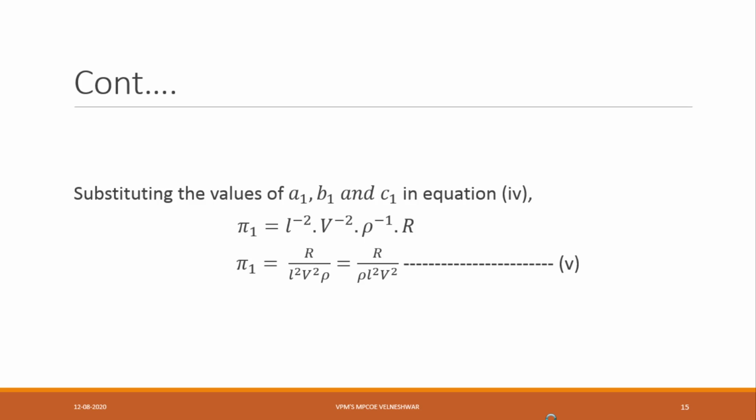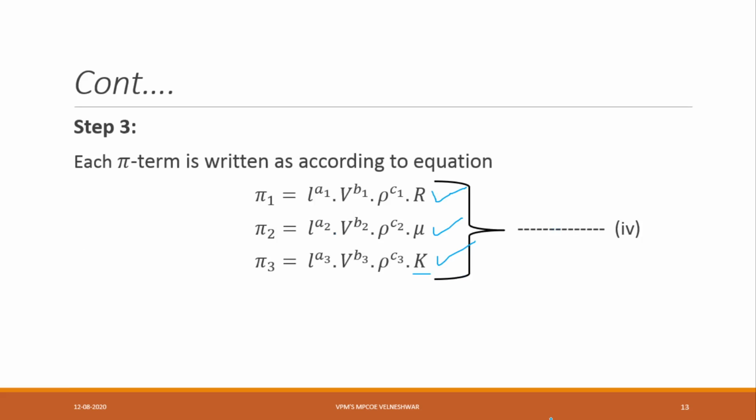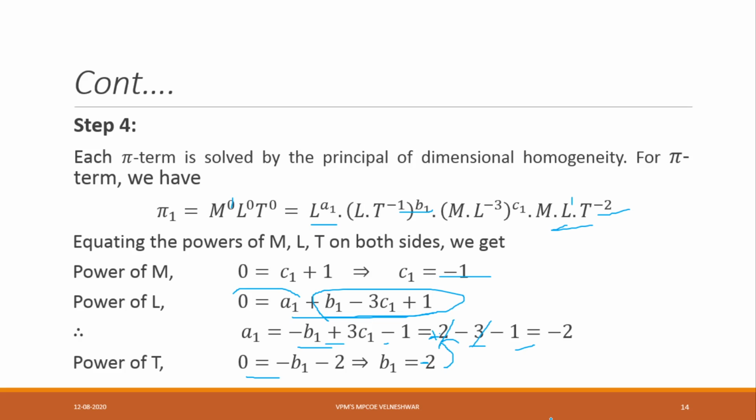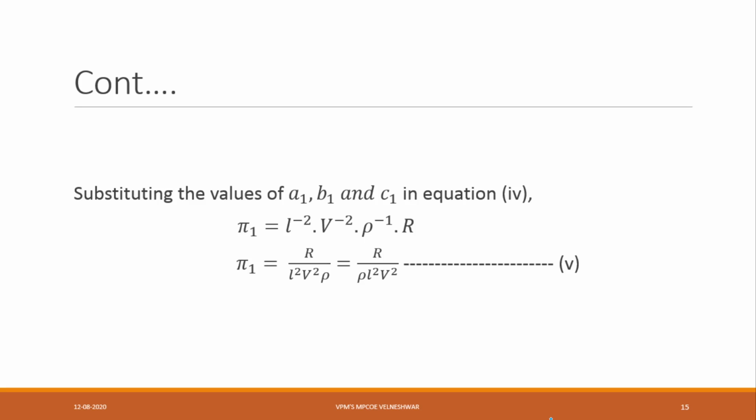Now substituting the values of A1, B1, C1 in equation number 4. What is our equation number 4? See here, this is our equation number 4: phi 1 is equal to A1, B1, C1. So A1 value how much? Minus 2. B1 value minus 2. C1 value minus 1 into R. Now again by solving this equation, I am getting phi 1 is equal to R divided by rho L square into V square. Make it as equation number 5.